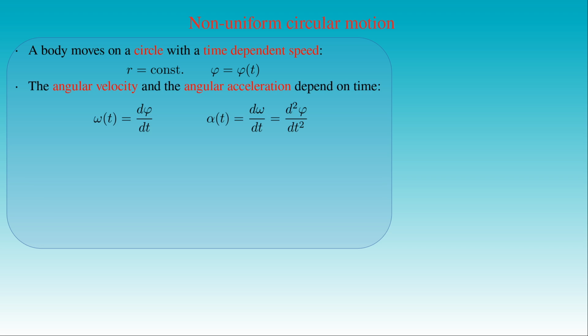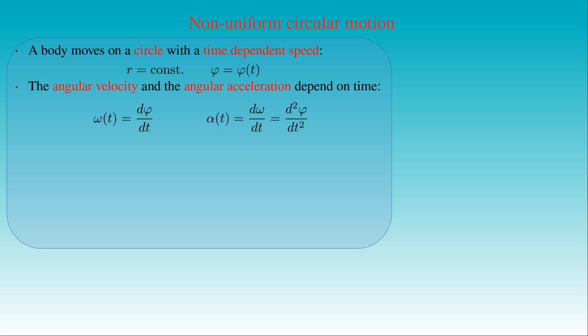If we define the angular acceleration alpha as the derivative of the angular velocity with respect to the time, then the angular acceleration is the second-order derivative of the central angle phi with respect to the time. In the general case, we can say that alpha depends on time as well. If alpha is constant, we talk about uniformly accelerating circular motion.